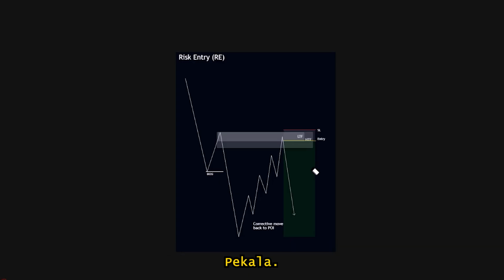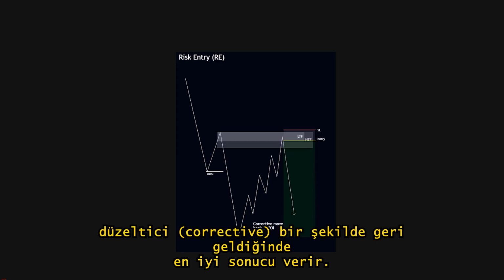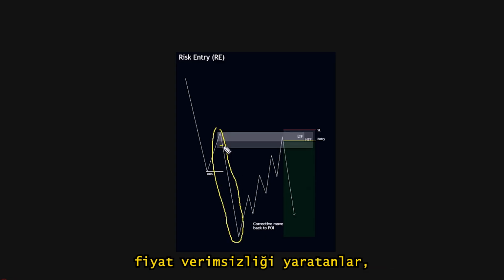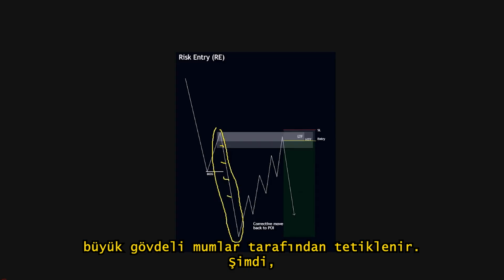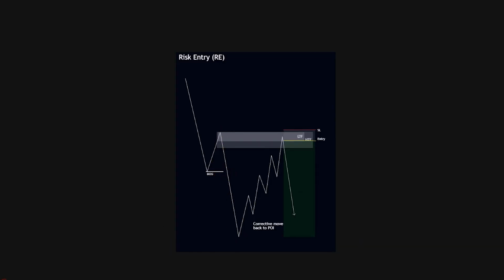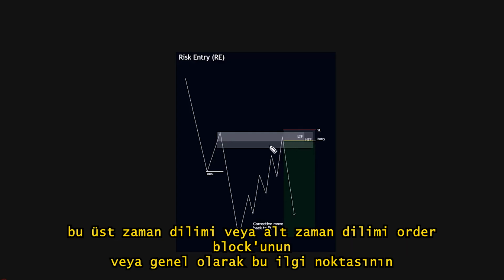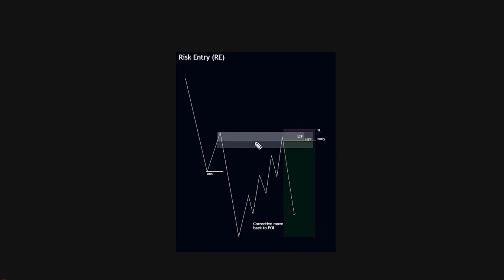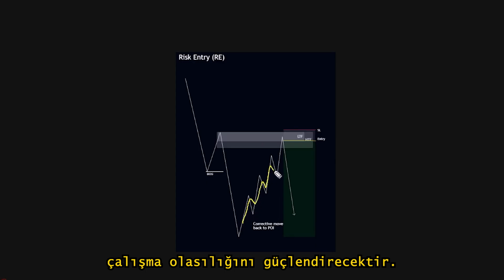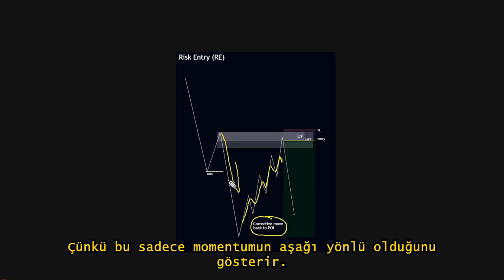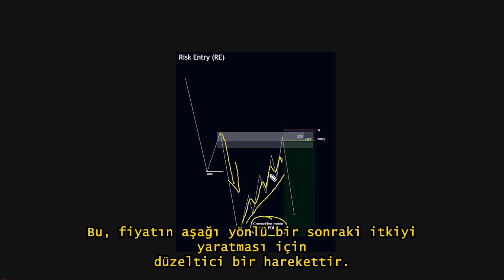And it's of course best used when the price comes back to the point of interest in a corrective manner. We know that these big impulses here, which create price inefficiency, are induced by large bodied candles. It will strengthen the probability of this higher time frame or lower time frame order block, or just this point of interest in general, if price is coming back to it in a corrective manner, because this shows that momentum is to the downside. This is a corrective move for price to create the next impulse to the downside.